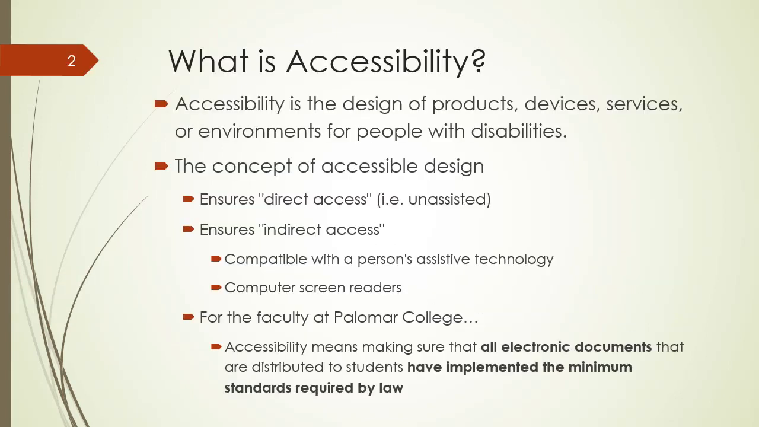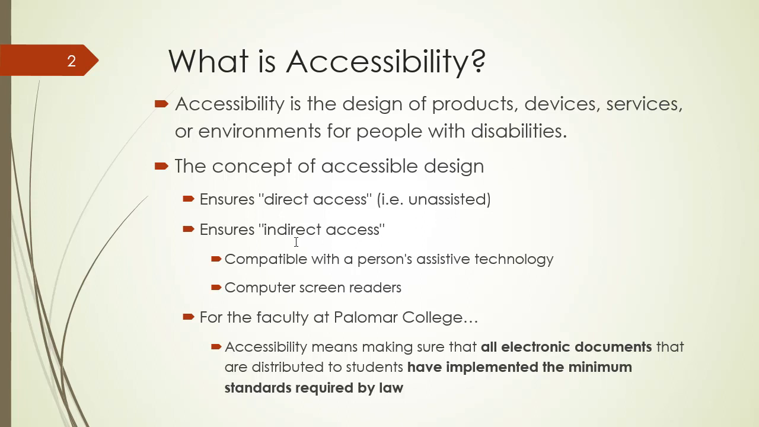So just to get a general definition of what is accessibility, generically it is the design of products, devices, services, or environments for people with disabilities. The concept of accessible design ensures that someone might have direct access who has a disability, such as a deaf person being able to read captions on videos.